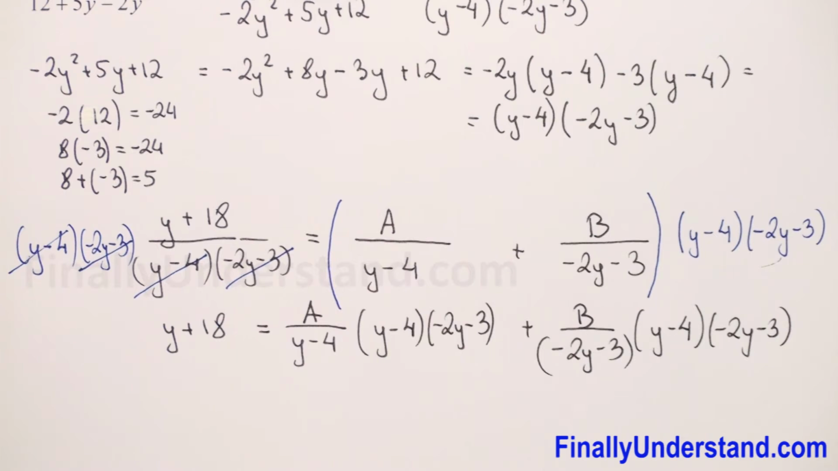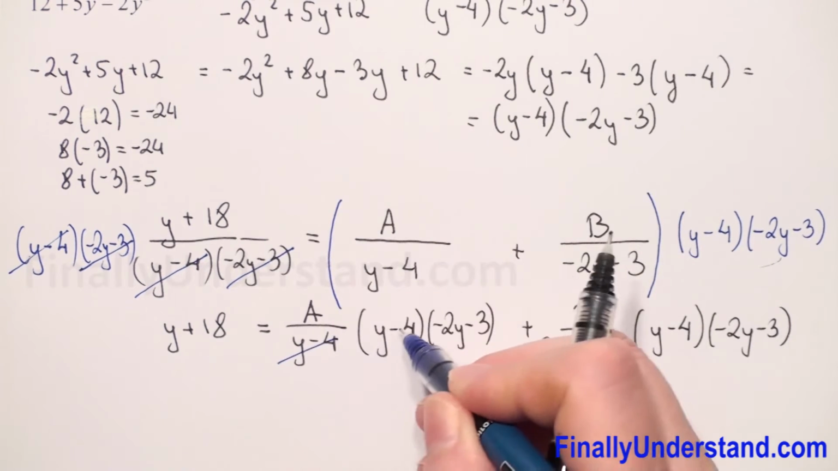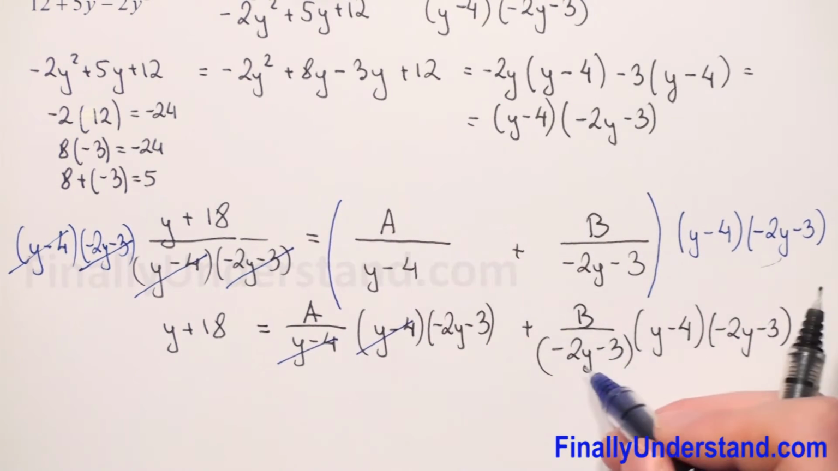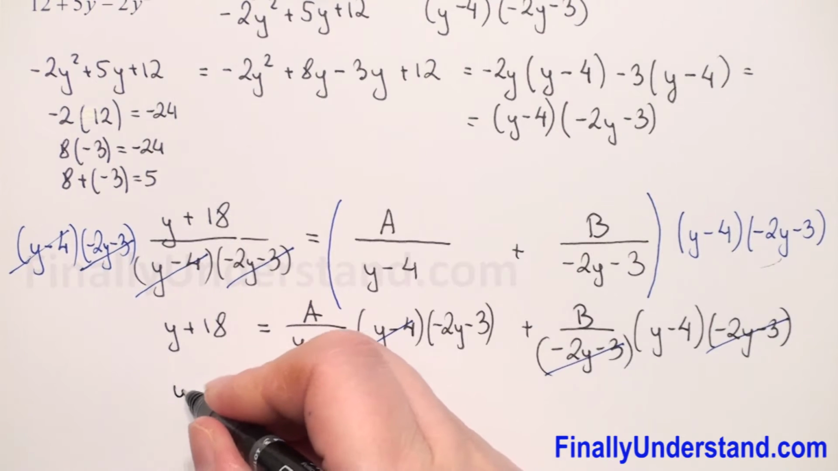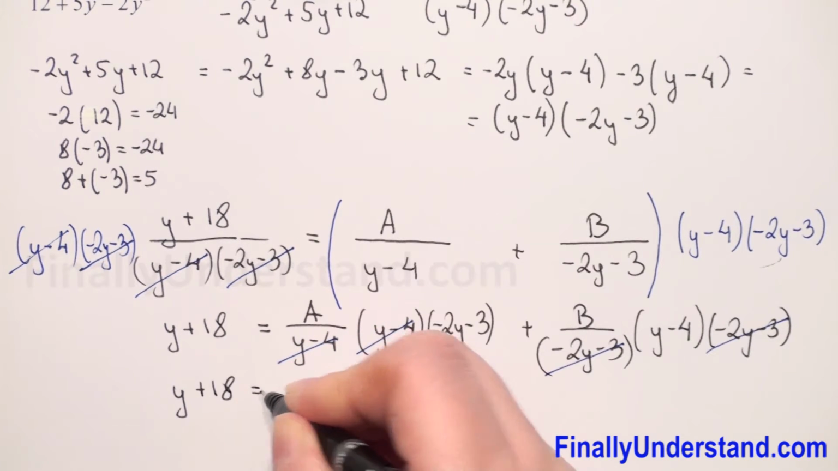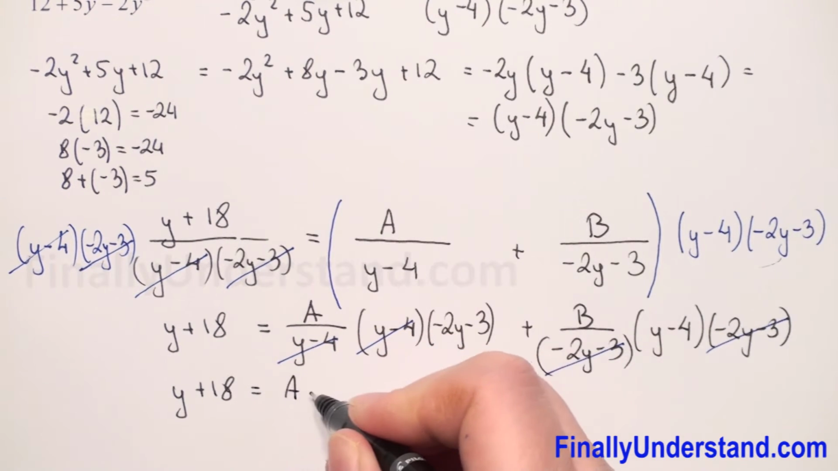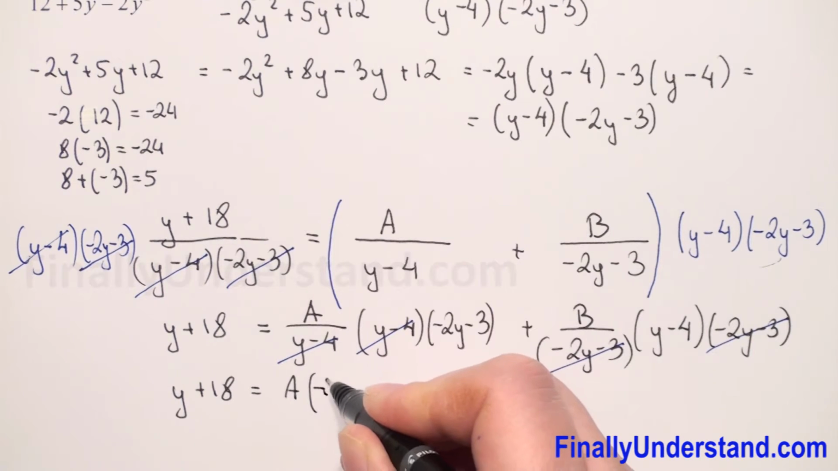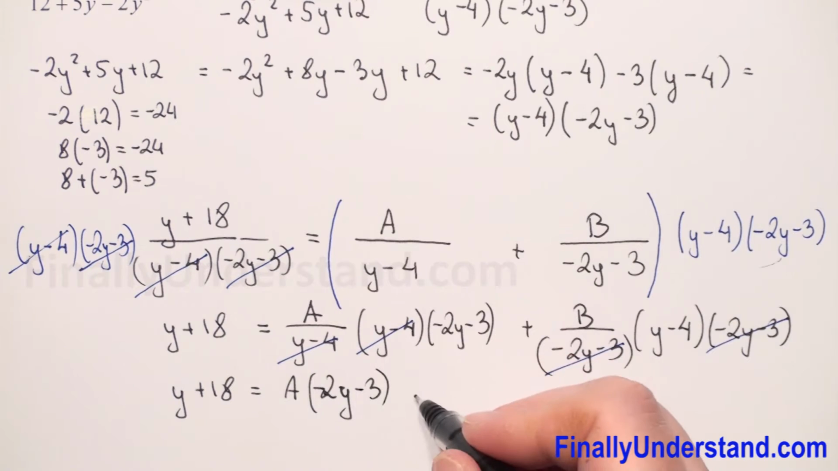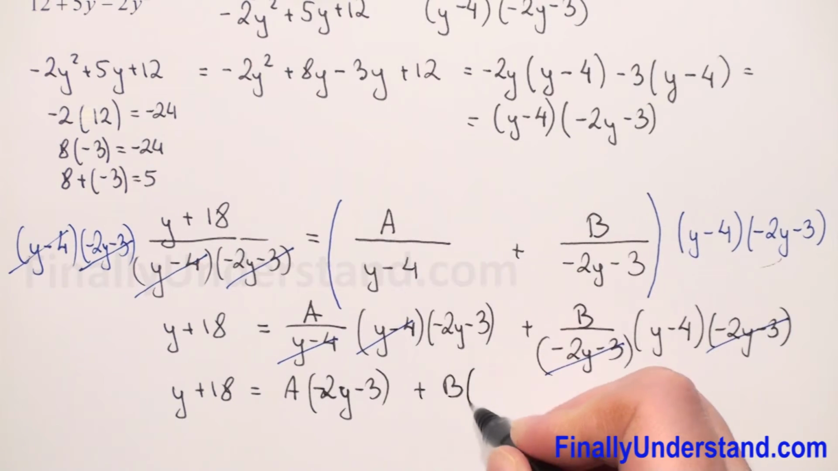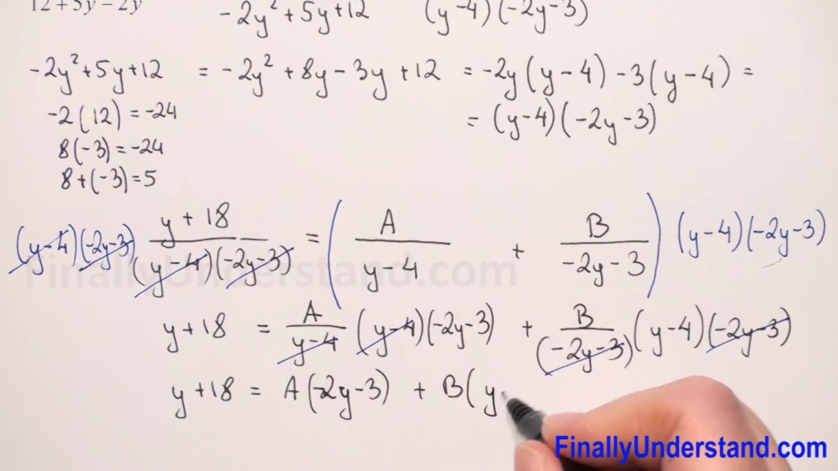So we see that y minus 4 we can reduce with y minus 4, and negative 2y minus 3 with negative 2y minus 3. So the left side we copy, and on the right side now we will have only A times negative 2y minus 3 plus B times y minus 4.